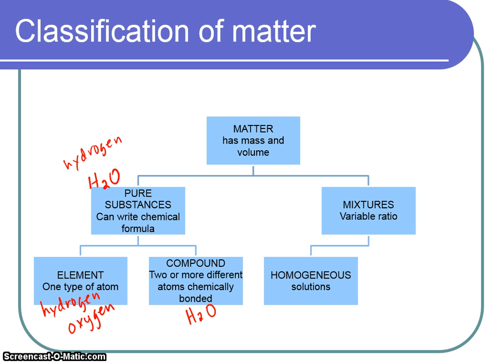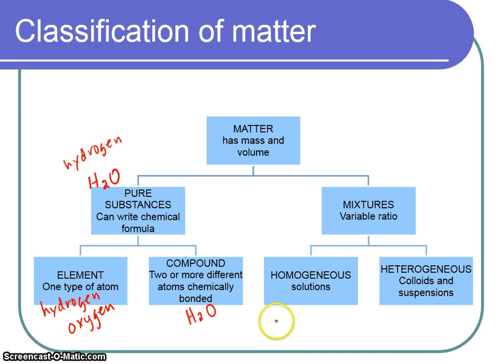Mixtures, on the other hand, we have 2 types. We have homogeneous solutions and we have heterogeneous solutions. Homogeneous means that all parts look the same, whereas a heterogeneous solution has visible differences.